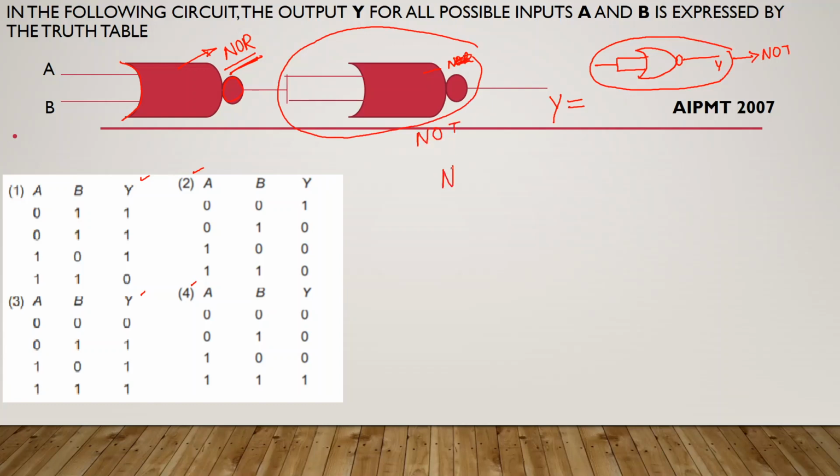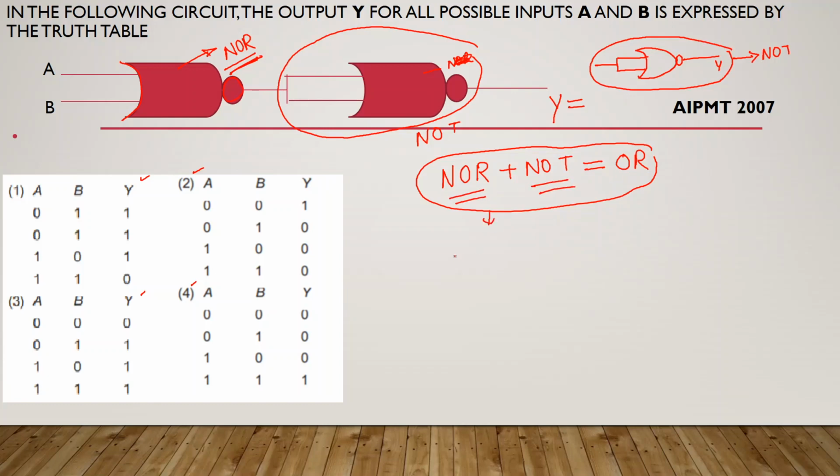So what will be the combination of NOR gate plus NOT gate? It will be OR gate. The combination of NOR gate plus NOT gate will be OR gate. I will explain this. Everyone see here.